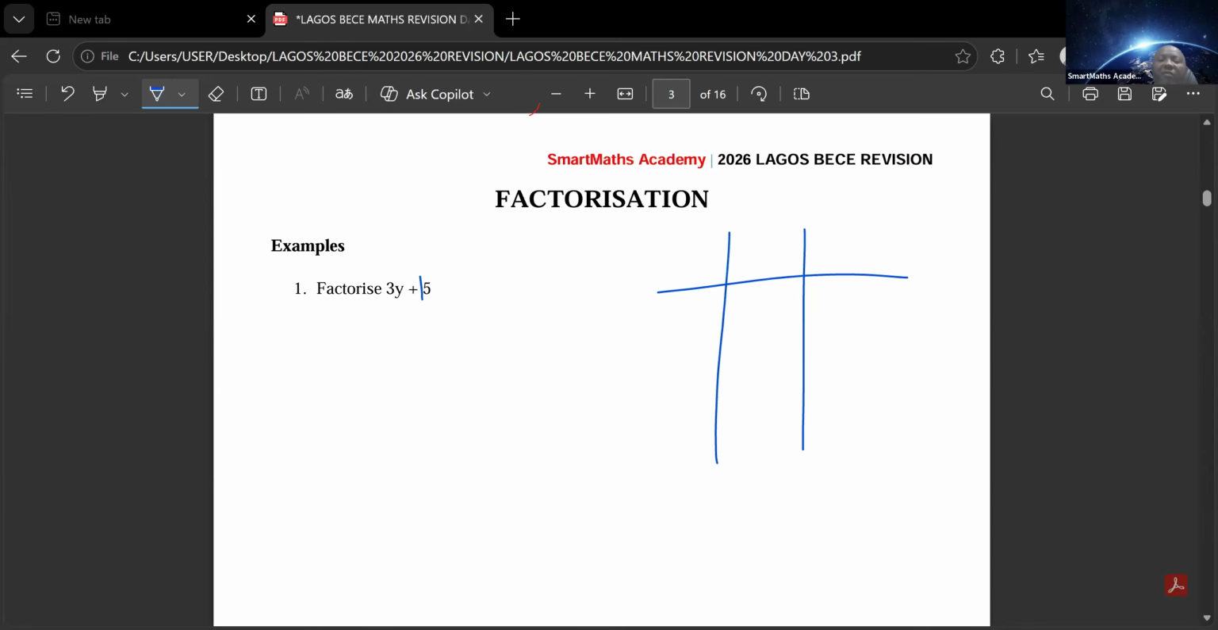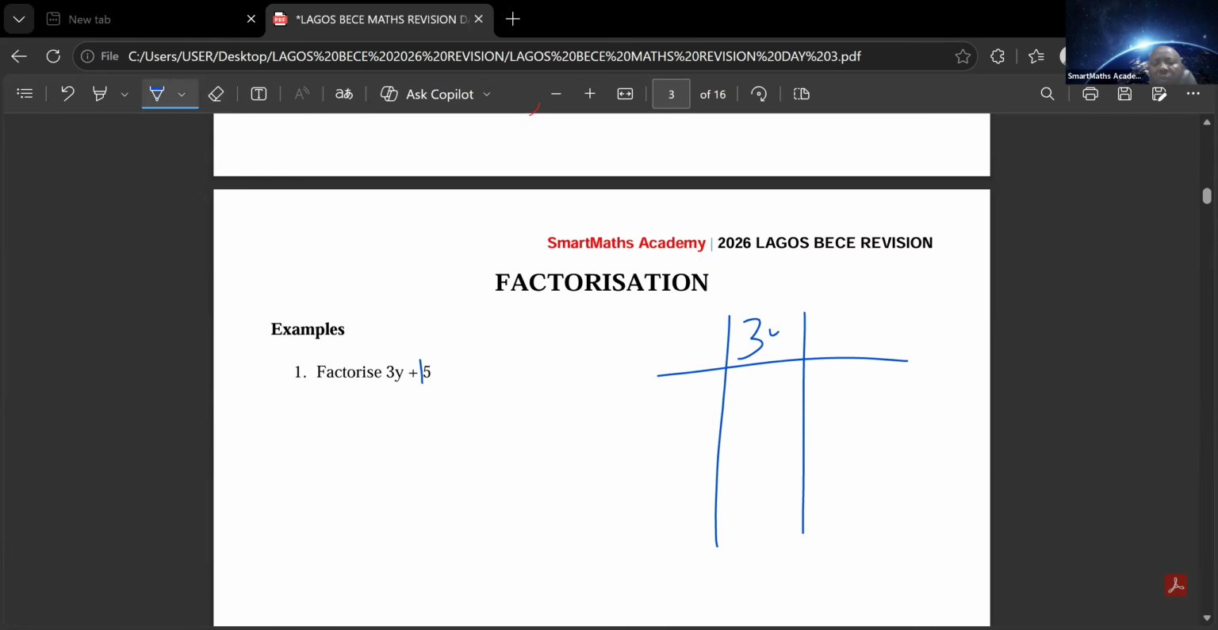For example, if I say, find the HCF of 12 and 15, you write 12 here, you write 15 here. You can as well do it this way too. So what are you going to do? Let's write the first number we have there, 3y, and the second number is 15. So we look at what is common. What number can divide 3y and can also divide 15?